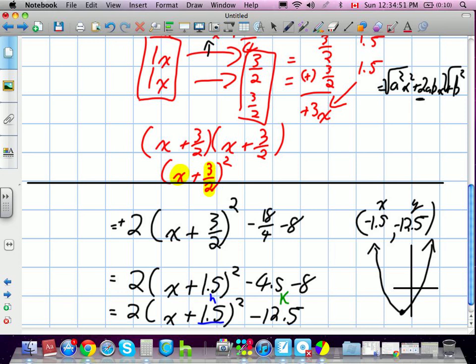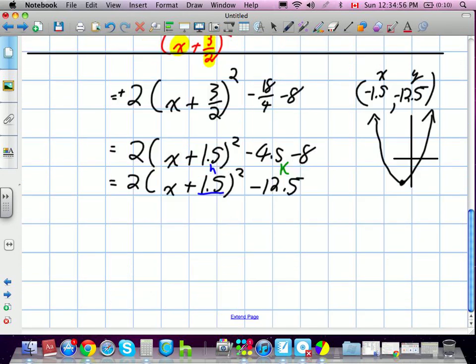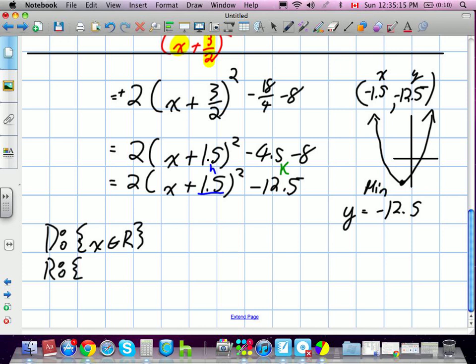So we found the min, which means I can solve the domain and range first instead. The min value is y equals negative 12.5. That's our minimum, right? Because it's the lowest point. The domain, just like most parabolas, unless they gave us a specific restriction, is x is an element of the real numbers. And the range is y greater than or equal to negative 12.5. Good, you're exactly right.